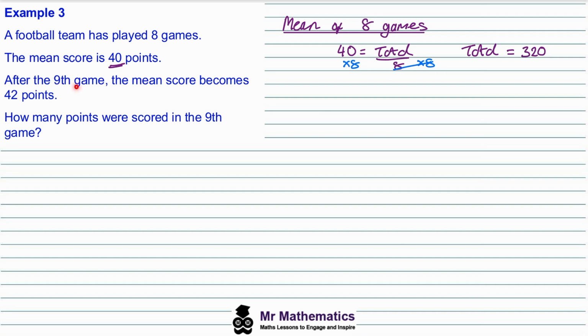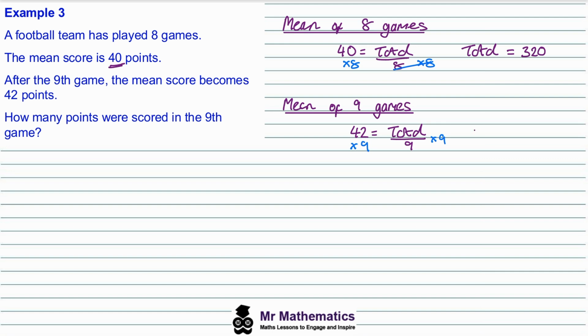And then in the 9th game, the mean score becomes 42 points. So now we need to look at the mean of the 9 games. This will be 42 divided by the total of them 9 over the sample size of 9. We multiply both sides by 9.